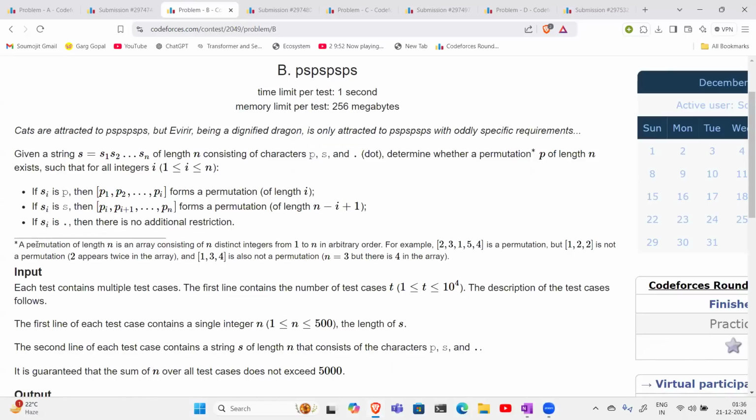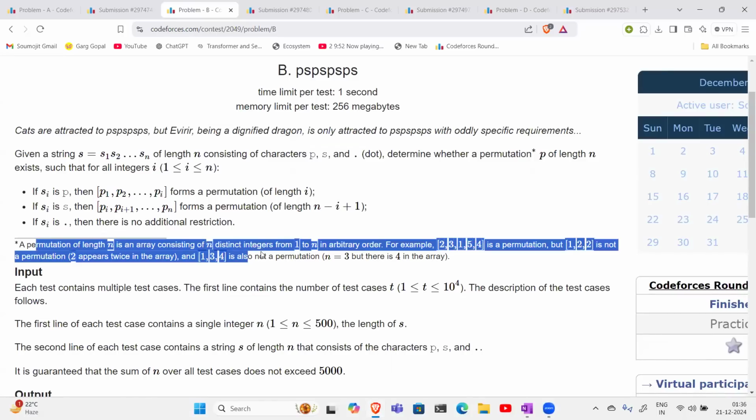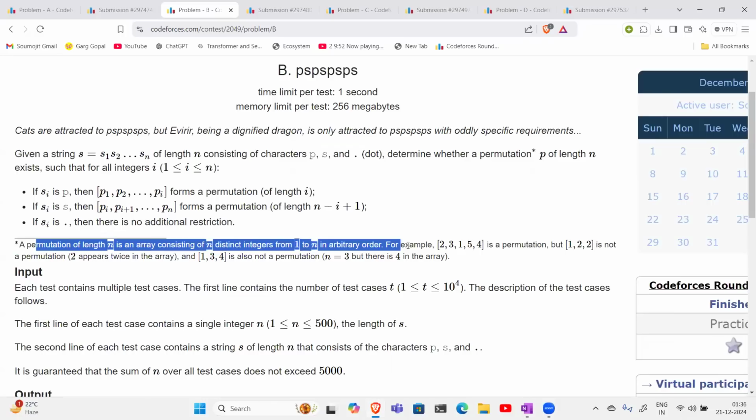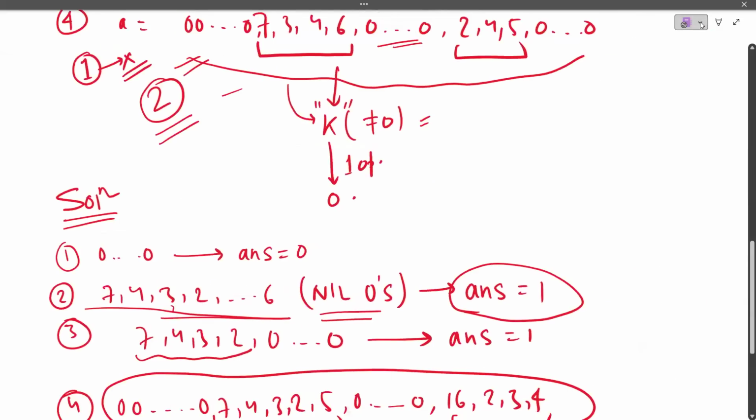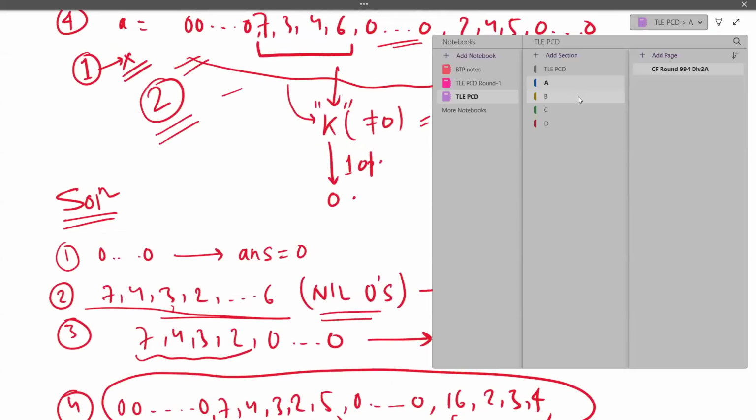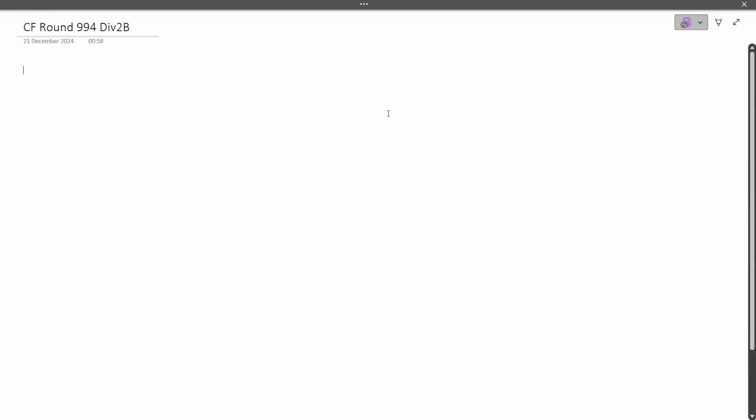Okay, a permutation of length n is an array consisting of n distinct integers from 1 to n in arbitrary order. So let me first explain the problem statement. Okay, so let us quickly move.